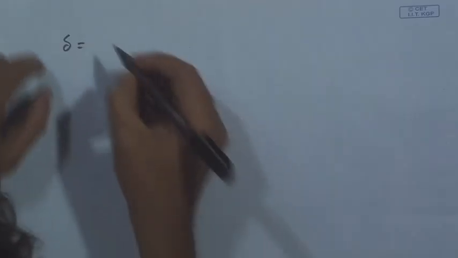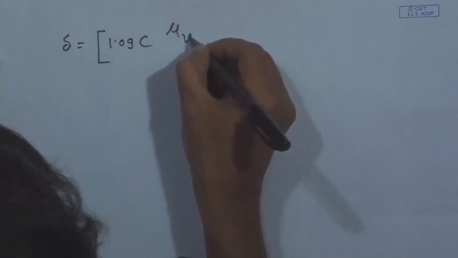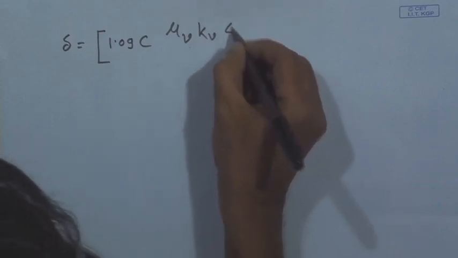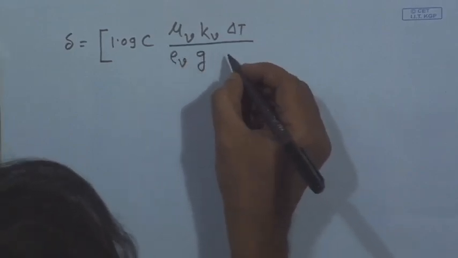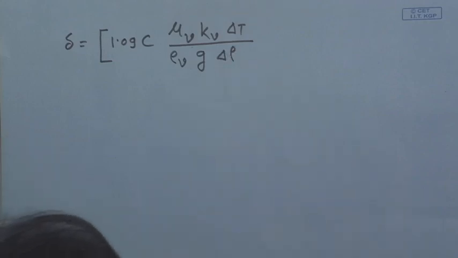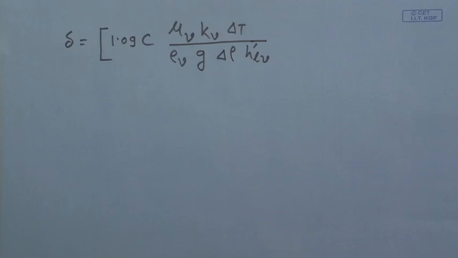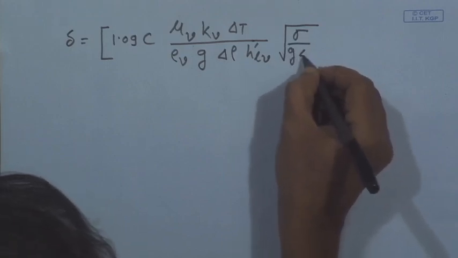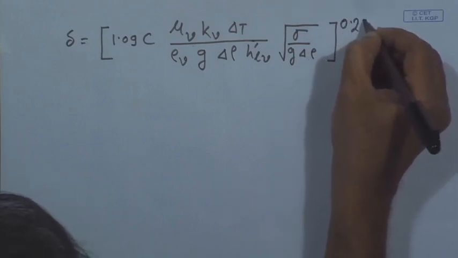So, delta, that is the vapor film thickness, can be calculated as 1.09 C, which is a constant, mu v, the viscosity of the vapor, K v, the conductivity of the vapor, delta T, the temperature difference, divided by rho v, g, delta rho, the density difference between the liquid and the vapor, H_LV, H_LV dash, this is some sort of modified latent heat of vaporization, and then our known parameter sigma divided by g delta rho, all within a bracket and to the power 0.25.